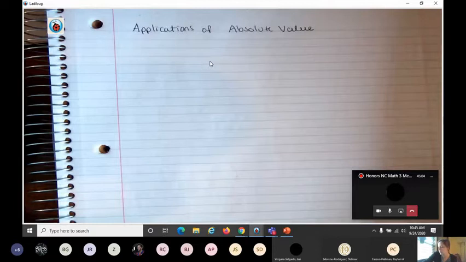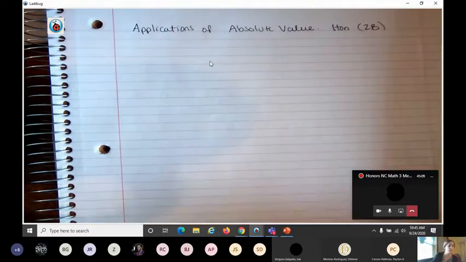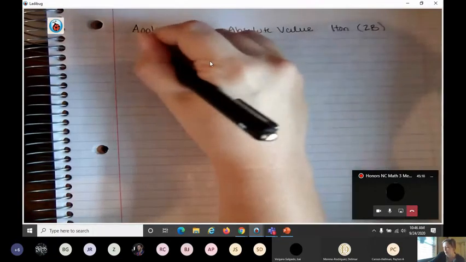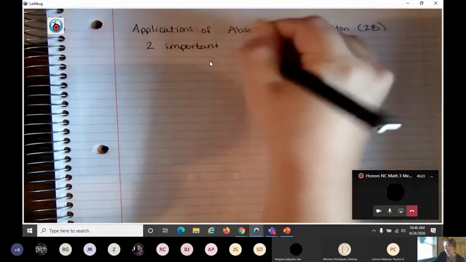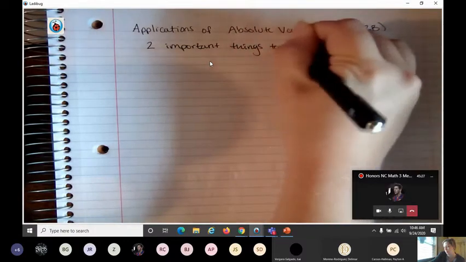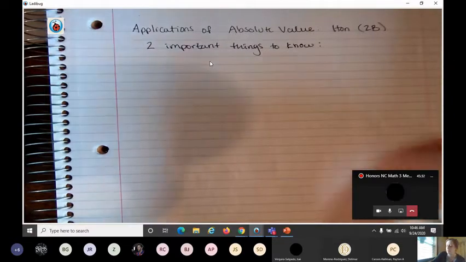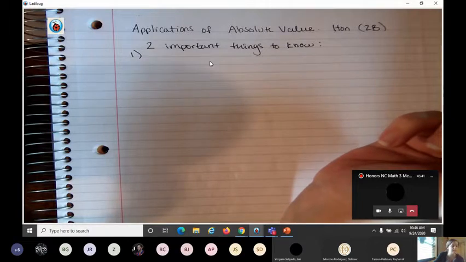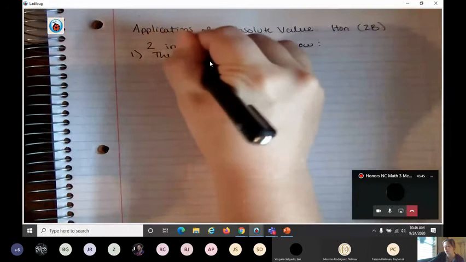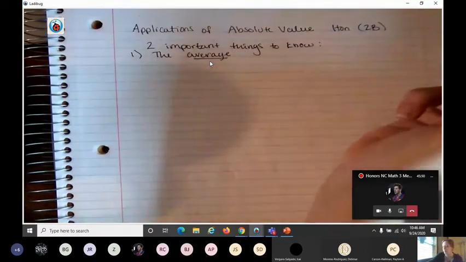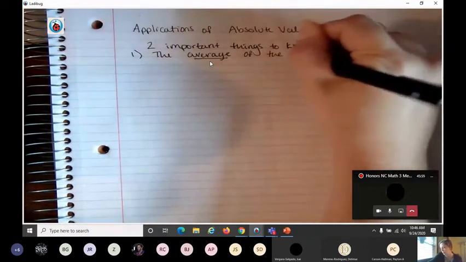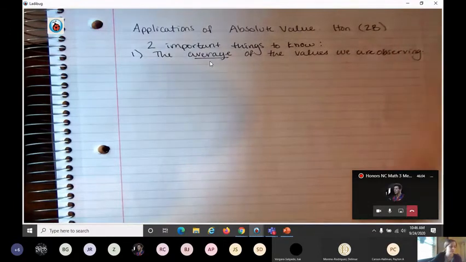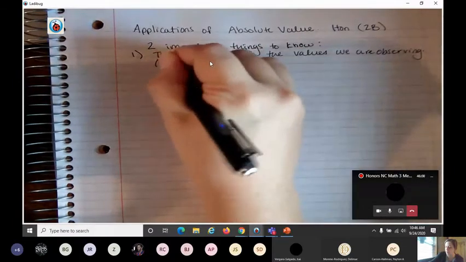Okay, and this is honors 2B. Okay, so there are 2 important things we need to know when we talk about applications of absolute value. Okay, the first thing that we need to know is the average of the values we are looking at. So this is the number of things that we expect to happen. So the average of the values we are observing. Okay, and this average is what we expect to happen.